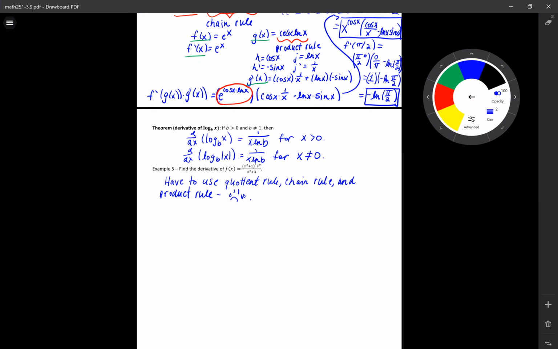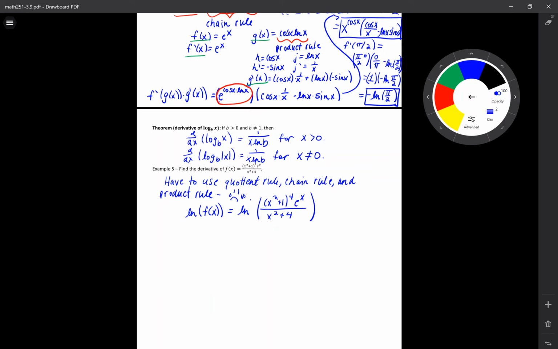So I'm going to take the natural log of f of x, taking the natural log of both sides, is equal to the natural log of x squared plus 1 to the power of 4 times e to the x over x squared plus 4. Taking the natural log of both sides of this equation.